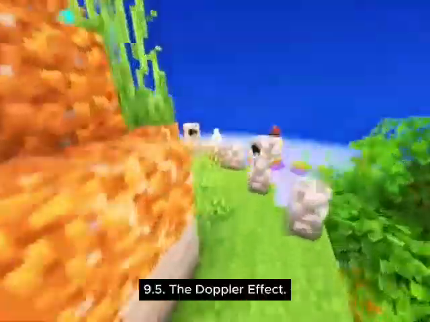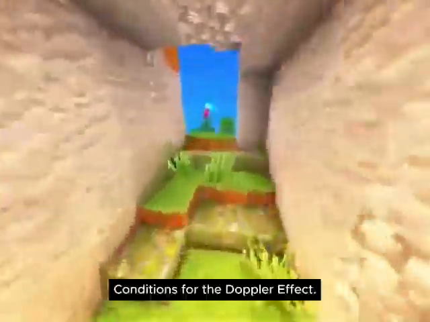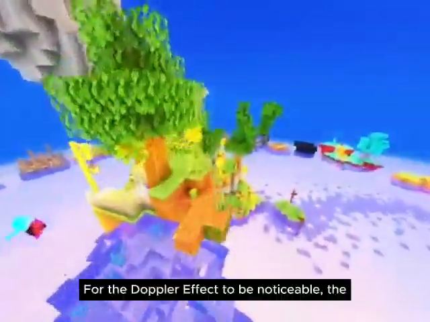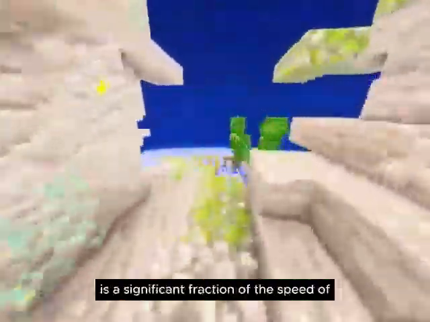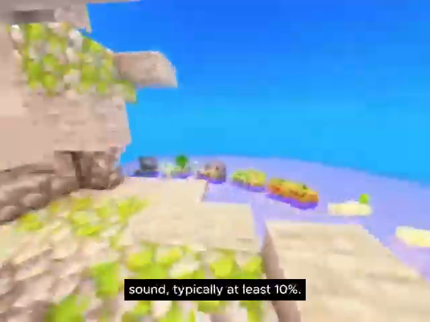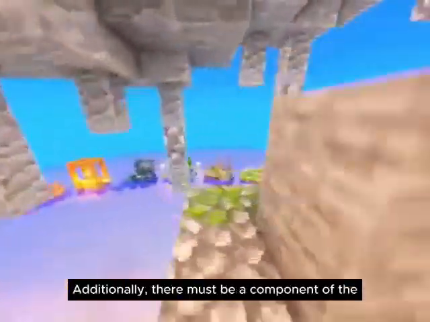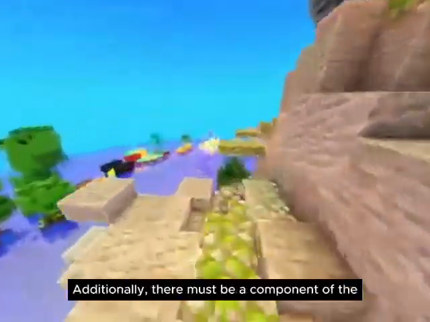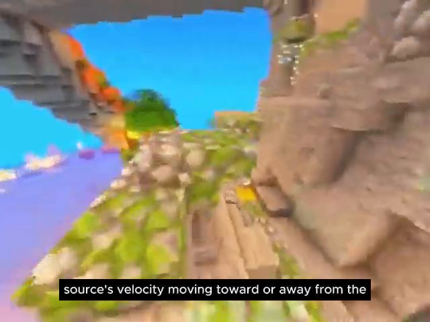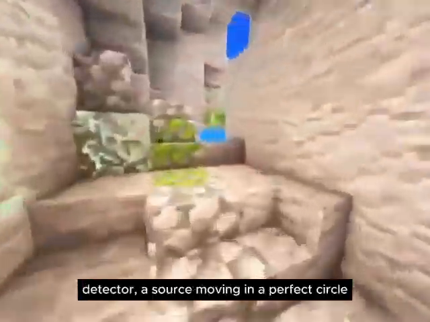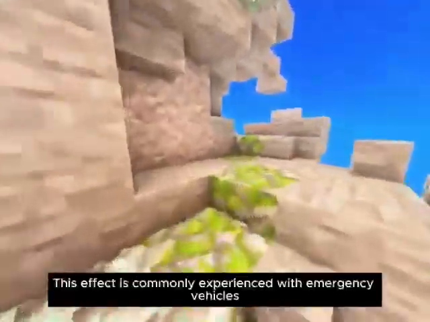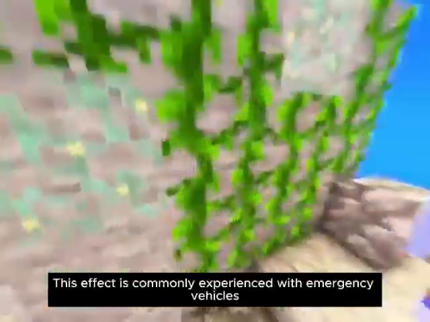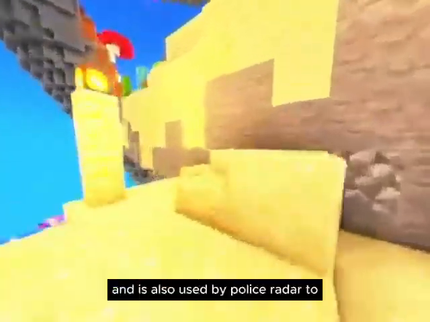The Doppler effect. Conditions for the Doppler effect. For the Doppler effect to be noticeable, the source must be moving at a speed that is a significant fraction of the speed of sound, typically at least 10%. Additionally, there must be a component of the source's velocity moving toward or away from the detector. A source moving in a perfect circle around an observer would not produce a Doppler shift. This effect is commonly experienced with emergency vehicles and is also used by police radar to measure car speeds.